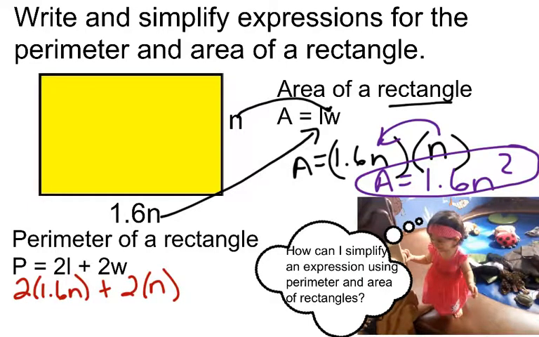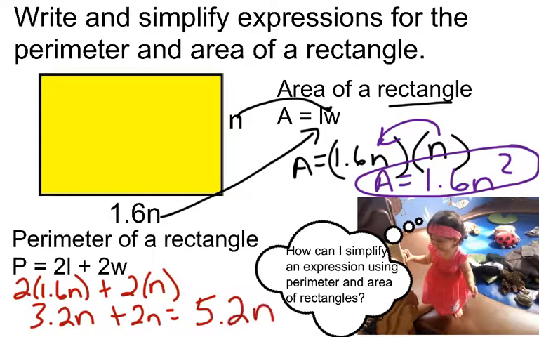What can I do next? Well, I can double 1 6/10 n's. So 1 6/10 doubled is like 16 doubled, so that is 3 2/10 n plus 2n, which of course 3 and 2/10 n plus 2 n's is 5 wholes and 2/10 n's. So now I've simplified my expression. Let's look at another example.